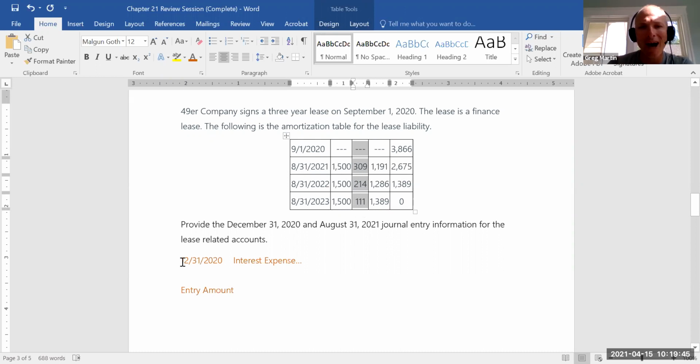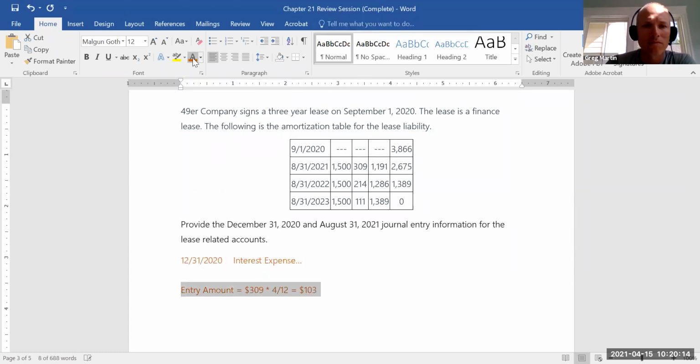When I'm talking about how much interest accrues on 12/31/2020, I have to pay attention to the correct row. In this case, the correct row is the first row, and hopefully that's fairly obvious because 12/31/2020 falls between September 1st, 2020 and August 31st, 2021. It's about 4 months in between those two dates. So for the entry amount, we take that $309 and we accrue 4/12 of it on 12/31/2020.